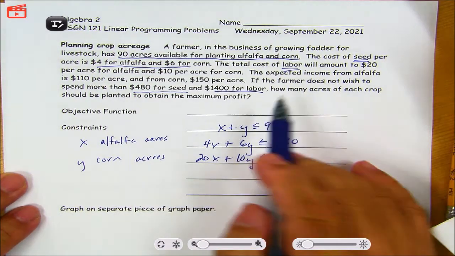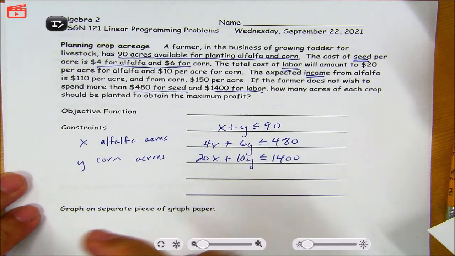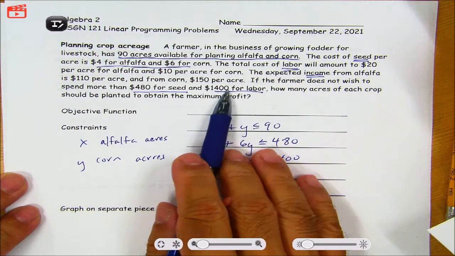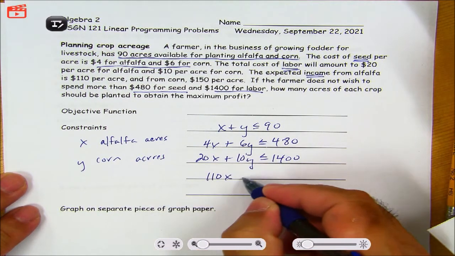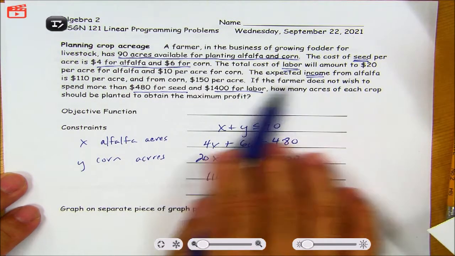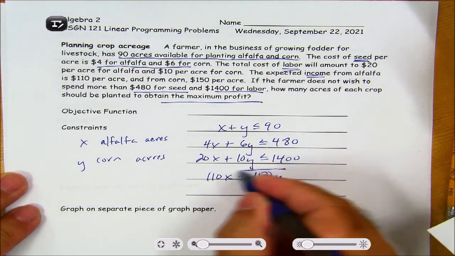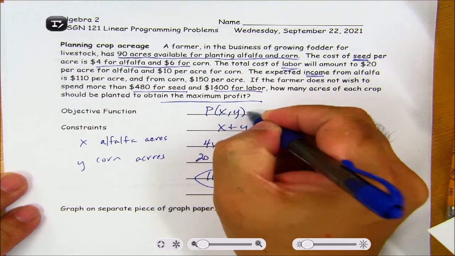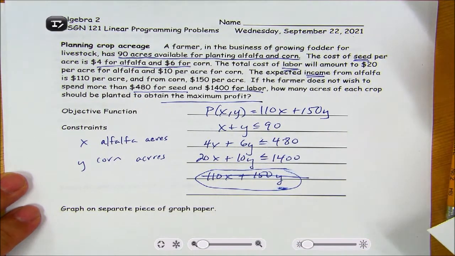Okay. Then we have this information, the expected income. So income is when you're making money, right? Income from alfalfa is 110 per acre and 150 per acre. And then I go on. So let's say you weren't paying attention, you just wrote it down here, 110 and 150 per acre. And you're looking for other information. There is no other information. In fact, it's asking you to maximize the profit. So that means it turns out that this does not belong with the constraints. This is the objective function. So don't put it down there. Put it up there with the objective function.